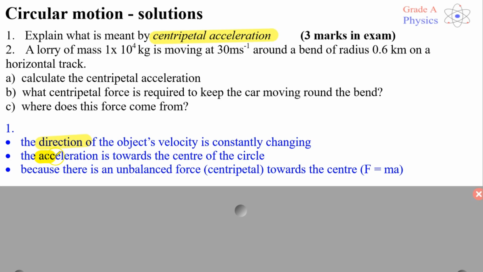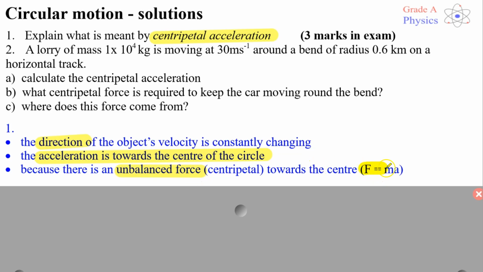We need to identify the direction of the acceleration, the centripetal acceleration. That's towards the center of the circle. And then the third mark would be, well, why is there a force? Why is there acceleration? Well, there is an unbalanced force towards the center. So something will provide that. It might be tension or weight or electrostatic force. Something provides a force to the center.